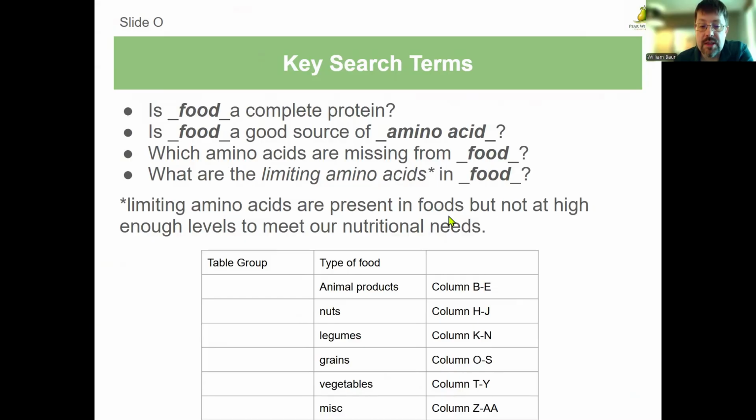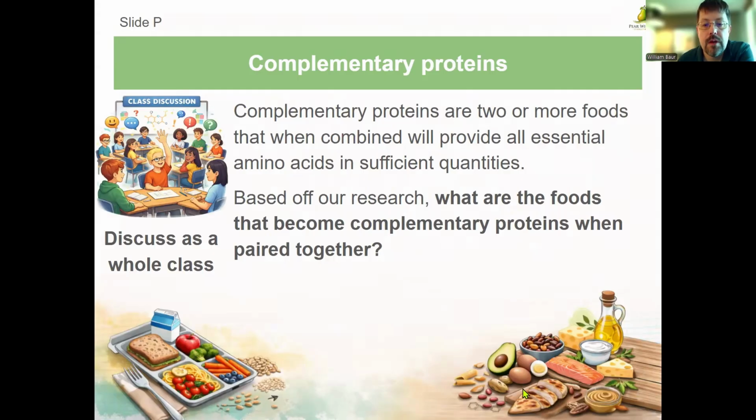Then we do an investigation. We divvy up different table groups to research different food groups to see what amino acids they have and if they have them in limiting amounts, meaning that if you relied on that food source, you wouldn't get enough to meet your nutritional needs. So then after students go away and do their research, they come back and share out what foods we could pair together so that we would have a complete protein.